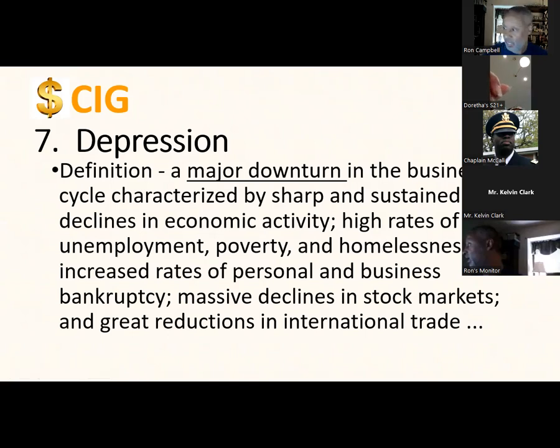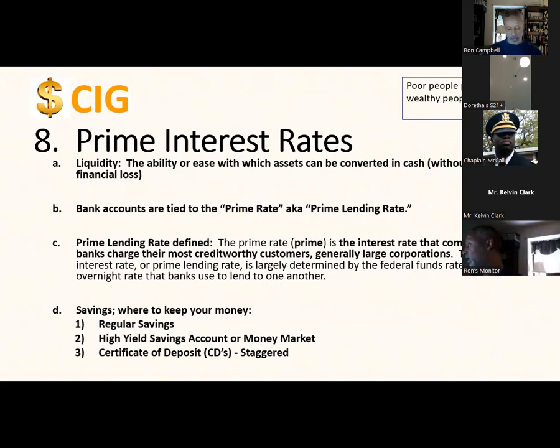The next one here is a depression, and it is different from a recession in the sense that it is a major downturn and it affects everything. Bankruptcy, stock market decline, you name it, it affects it all. And the reason why you probably won't see a depression in our lifetime is because of the Fed's monetary policy. They're trying to make sure that we don't hit a depression again. Here's the part that I want to get to that affects us as investors.